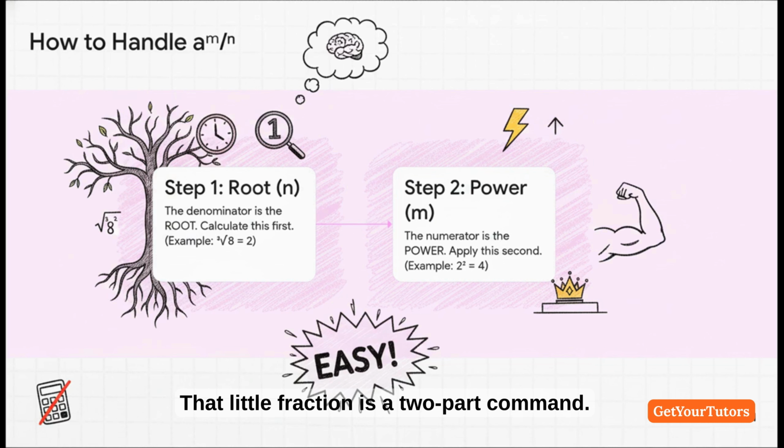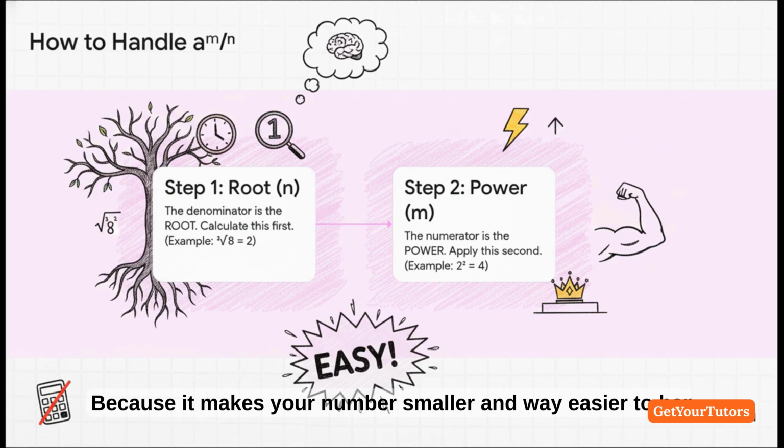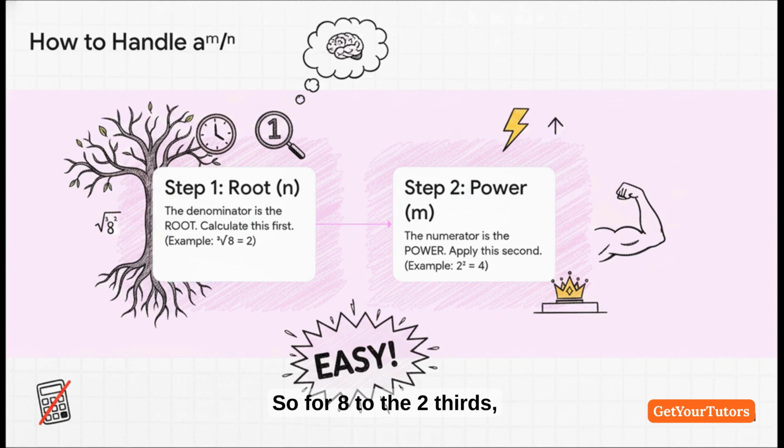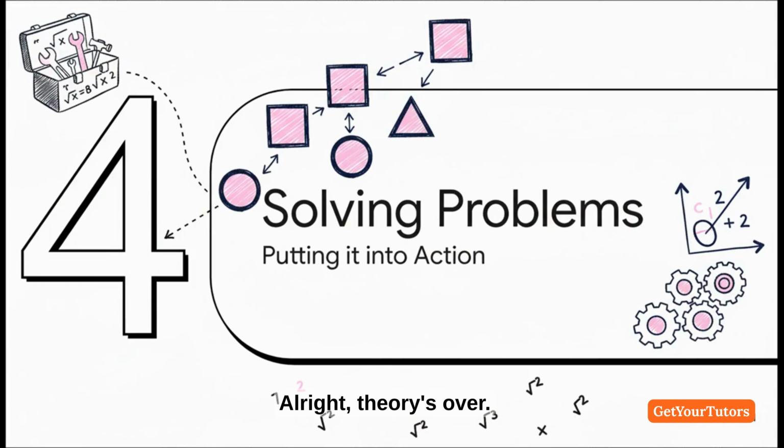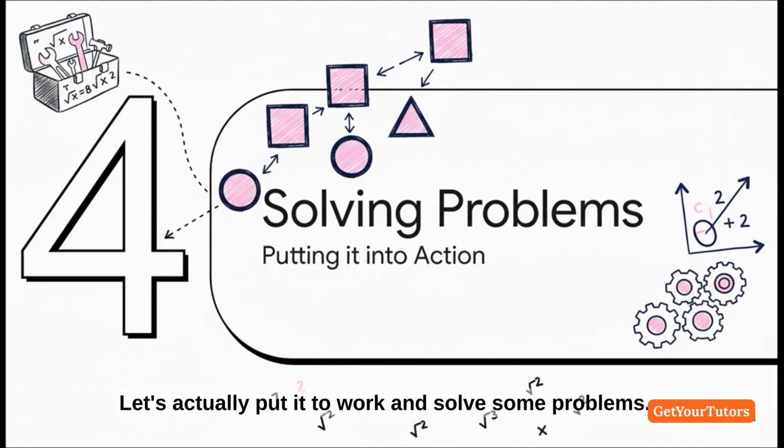That little fraction is a 2-part command. The bottom number, the denominator, is the root. The top number, the numerator, is the power. The absolute number 1 pro tip is to always, and I mean always, do the root first. Why? Because it makes your number smaller and way easier to handle. So for 8 to the 2/3, find the cube root of 8 first. That's 2. Then square it. Done. All right, theory's over. Our toolkit is packed and ready to go. Let's actually put it to work and solve some problems.